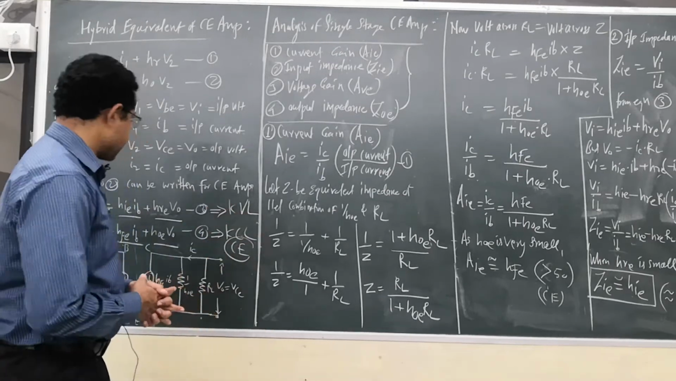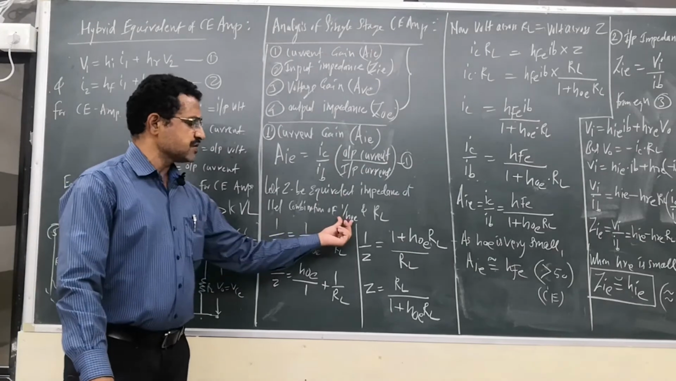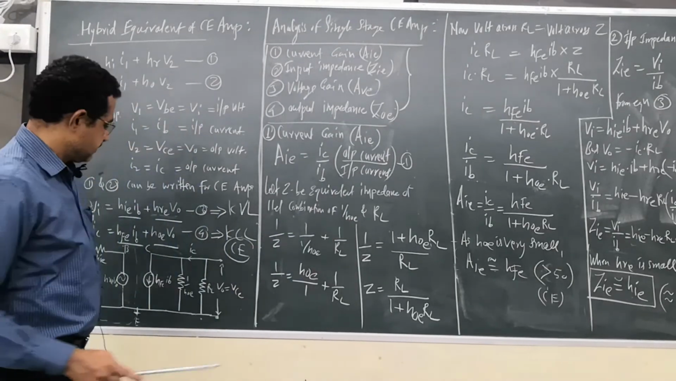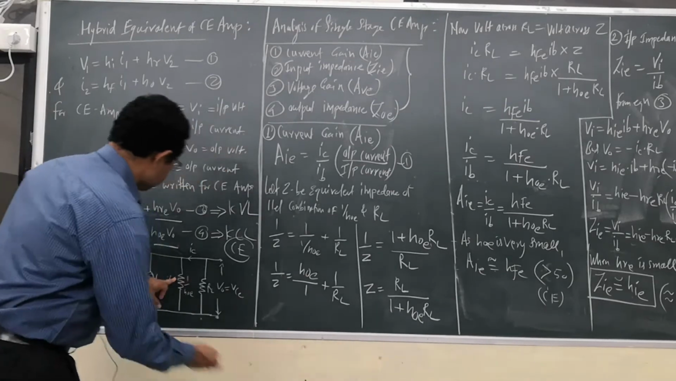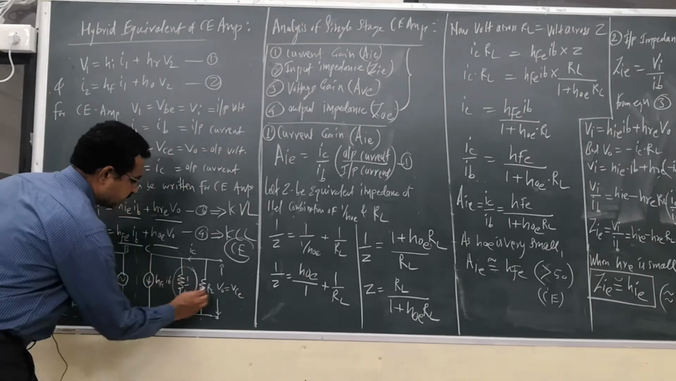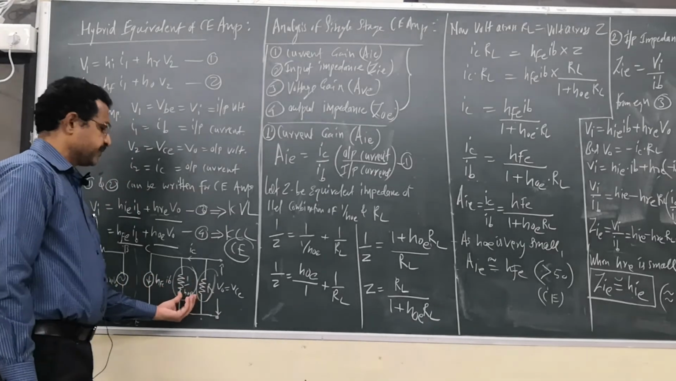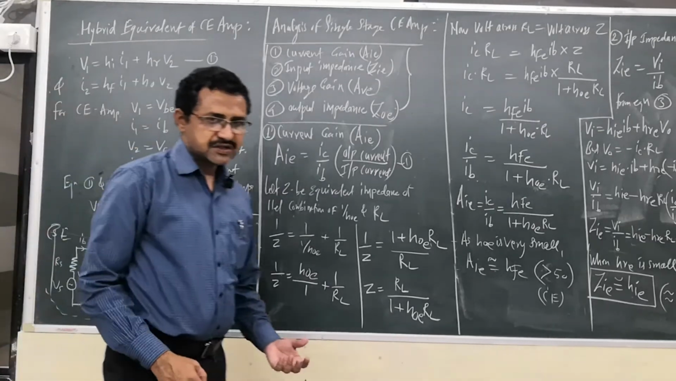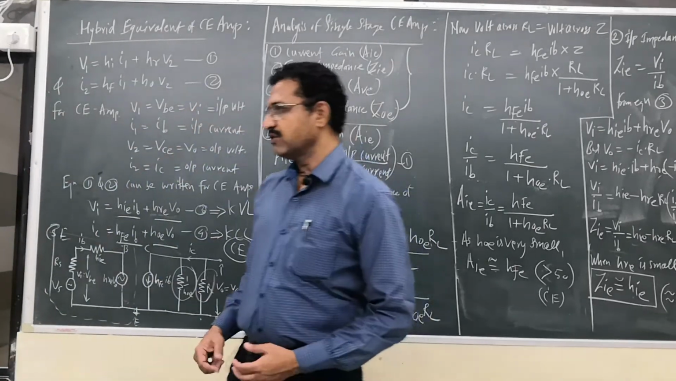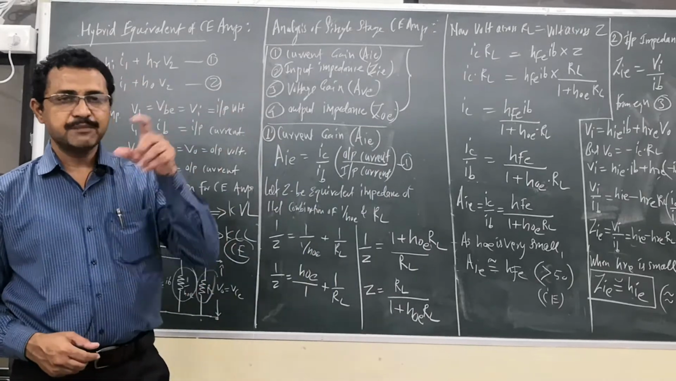First of all, consider Z as the equivalent impedance of the parallel combination of 1 upon HOE and RL. Where is the 1 upon HOE? This is the 1 upon HOE, and this is RL. These two are in parallel. When there are two resistances in parallel, how can we find the equivalent? 1 upon R equivalent equals 1 upon R1 plus 1 upon R2.